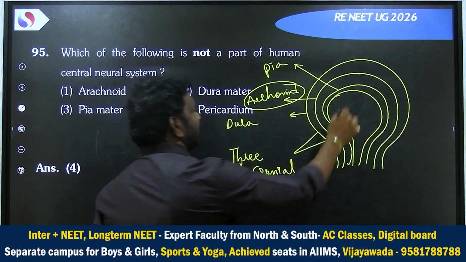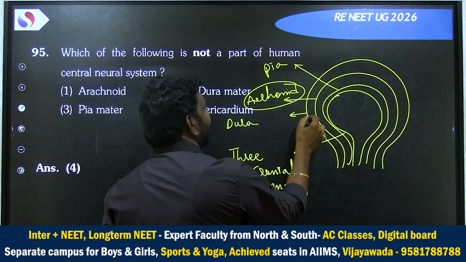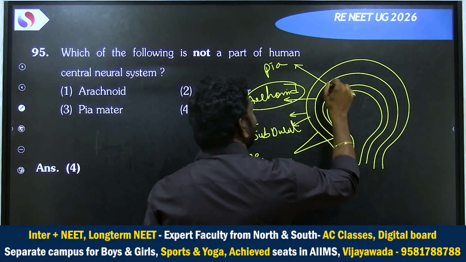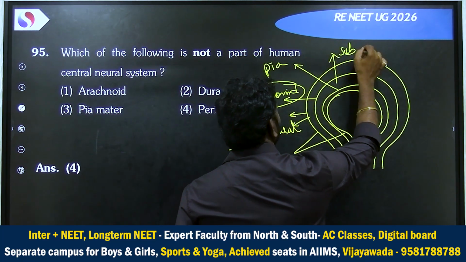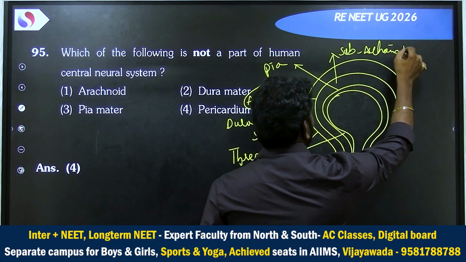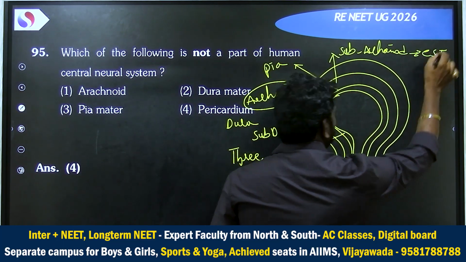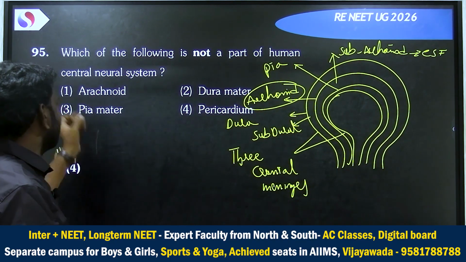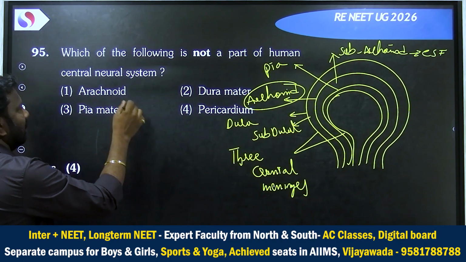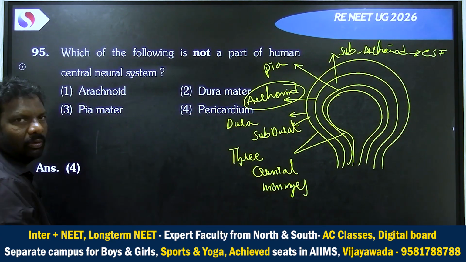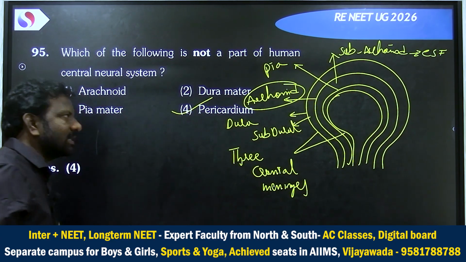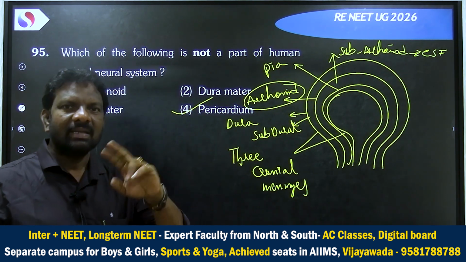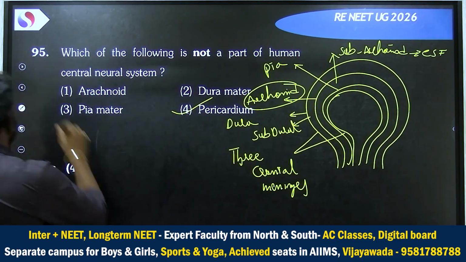One more thing: the space between the dura mater and arachnoid mater is called the subdural space. The space between the arachnoid mater and pia mater is called the subarachnoid space. The subarachnoid space contains CSF, cerebrospinal fluid, which flows from brain to spinal cord to brain. Here they gave arachnoid membrane, dura mater, pia mater, and the fourth option, pericardium, is the correct option. The pericardium is a double-layered membrane surrounding the heart.